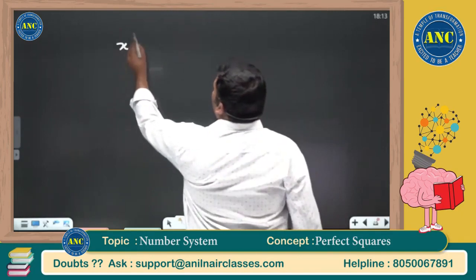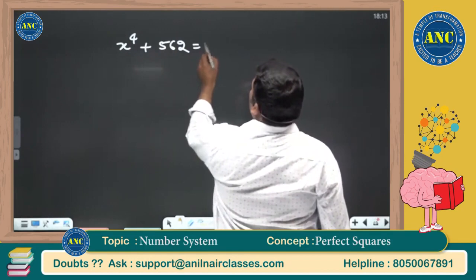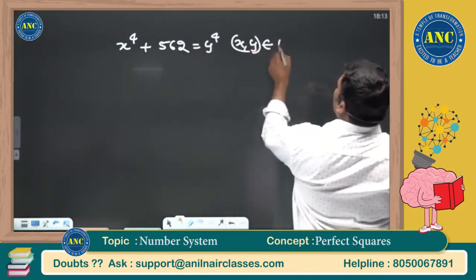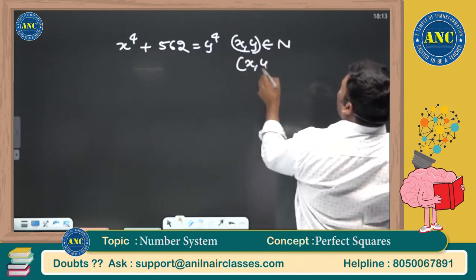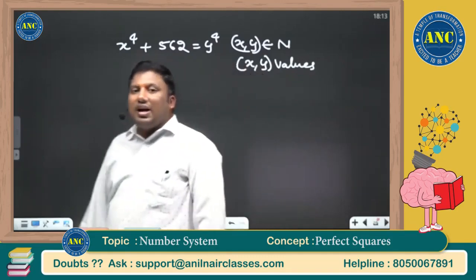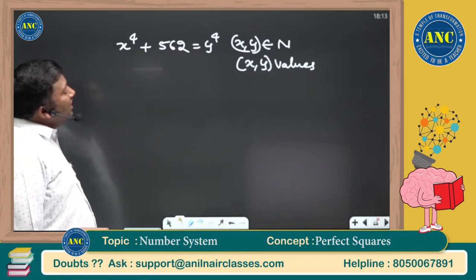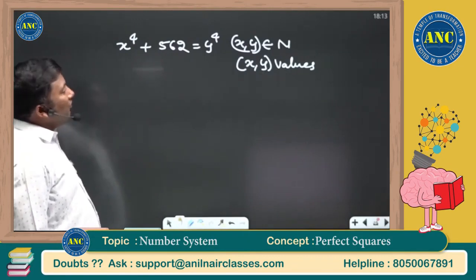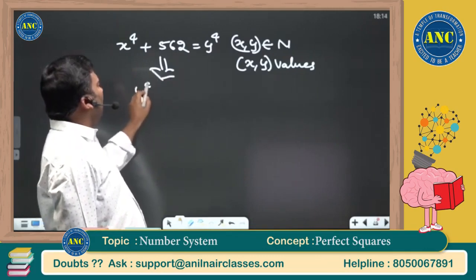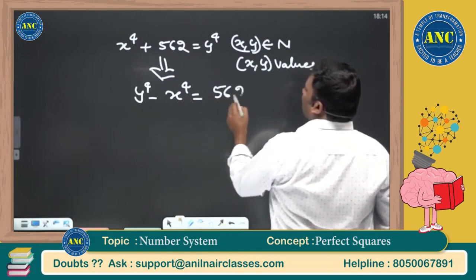Now let us solve this question. x square plus 562 equivalent to y power 4. x and y are natural numbers. How many values will x and y take which will satisfy this equation? These are nothing but y power 4 minus x square is nothing but 562.